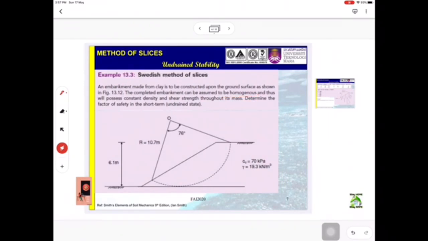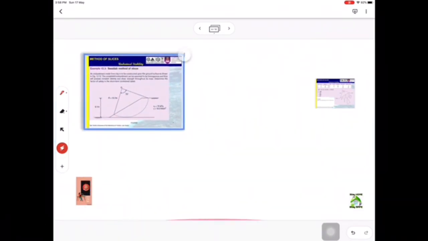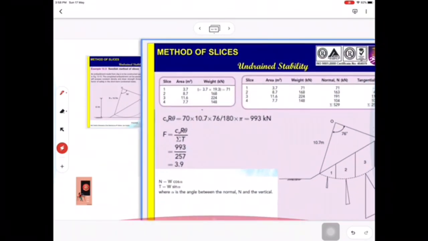Okay, so divide into a few slices. One tip that I want to give you: if you want to make slices, this edge, where the horizontal ground surface meets the inclined slope, always take this as one slice. Okay, this as one slice. Alright, so let's look at the solution.